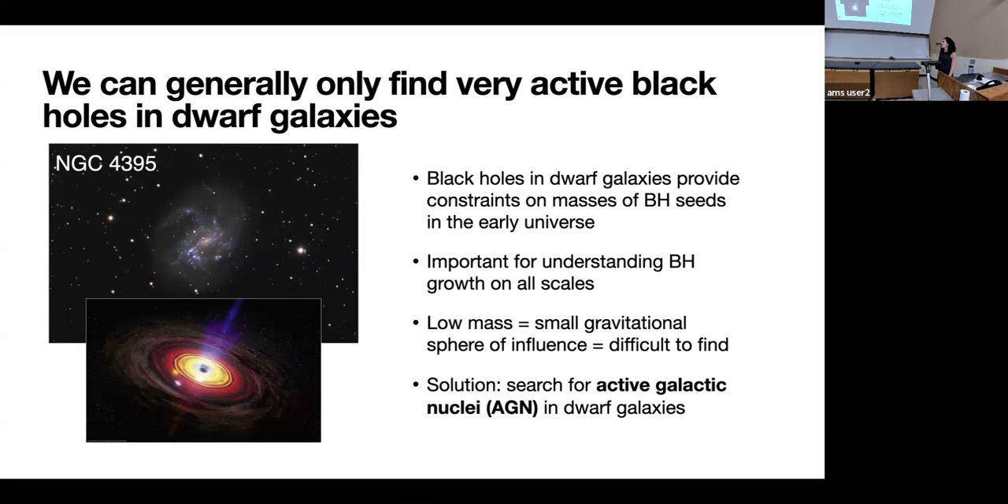When a black hole is accreting rapidly, you get this disk of material around the black hole called an accretion disk. That disk emits lots of light that is more easily detectable. So a lot of the work that I do is focused on searching for these active black holes or active galactic nuclei in dwarf galaxies so that we can understand this population of black holes in dwarf galaxies.